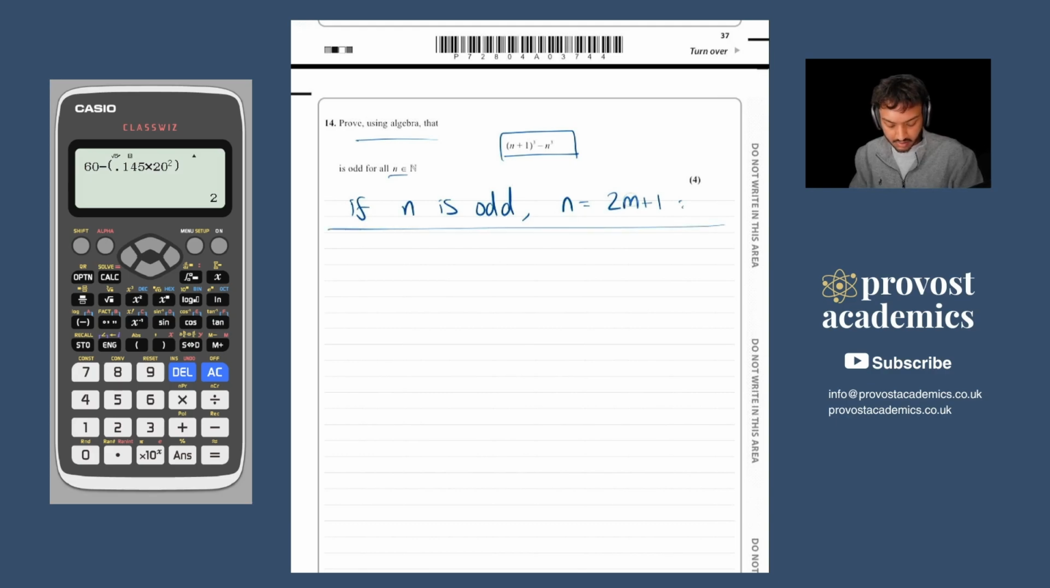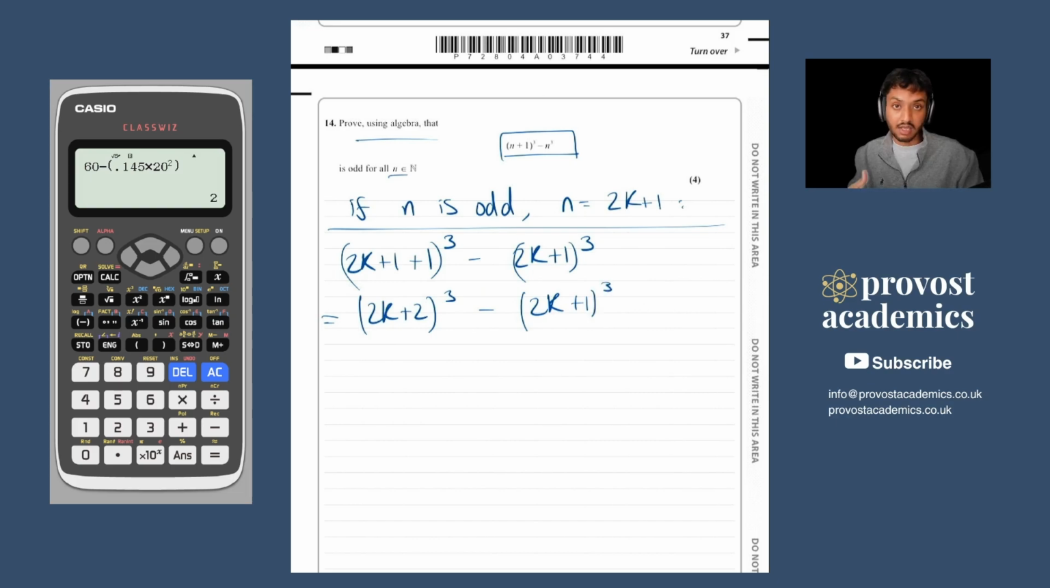Actually, let's use the letter k, I like k more. So that will be (2k+1) cubed minus (2k+1) cubed. Okay, so that's (2k+2) cubed minus (2k+1) cubed. And it looks like we got ourselves a cubic.